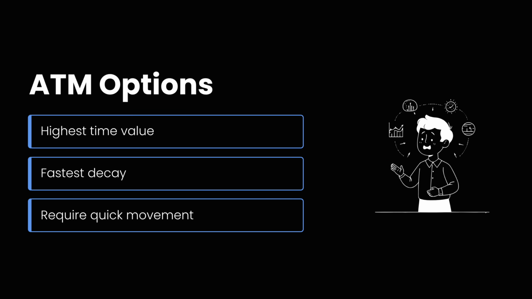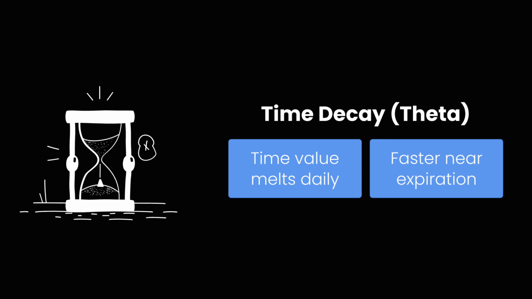Here's the key principle. Options closest to the current stock price, ATM options, have the highest time value. And what happens to time value? It melts. Every single day. This is why buying at the money options can feel punishing. They decay quickly, and you need the stock to move fast just to keep up.